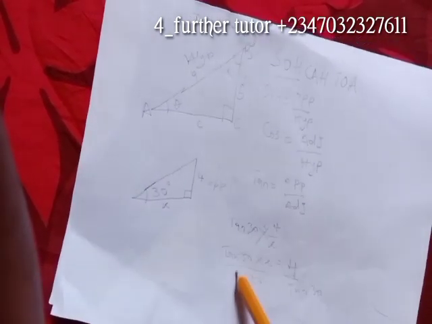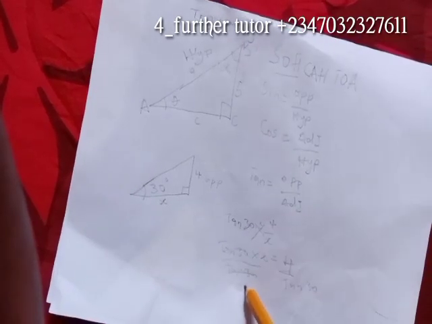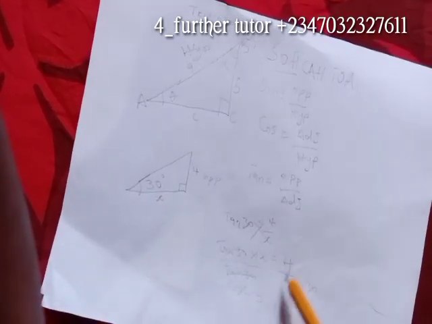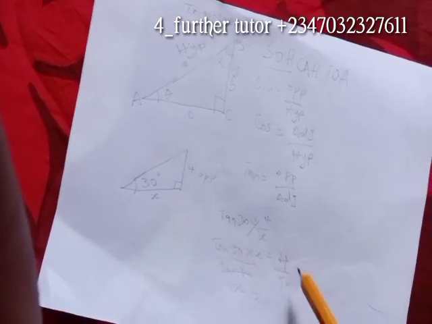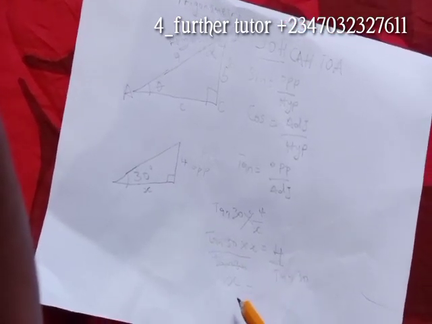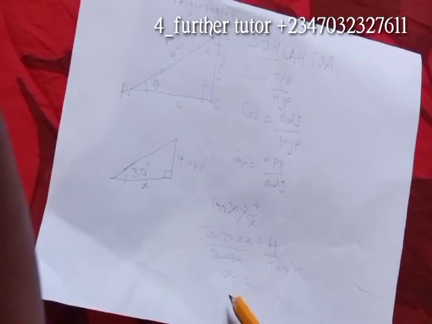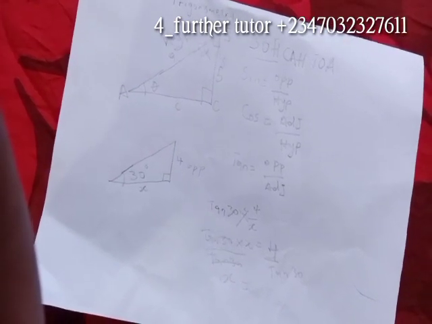Then we'll have our answer. This will cancel out, leaving us with just x, and x will be equal to 4 over whatever the value of tan 30 is. You divide 4 by it, and you have your answer. And that's all. Thank you. Join me in the next video.